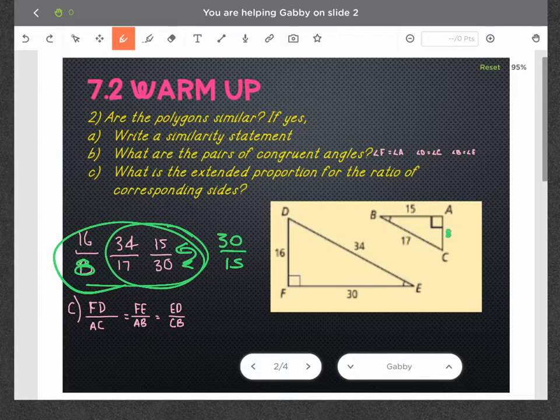And the angles: if this angle is congruent to this angle, and this is to this, then the third angle theorem says the third angle in a triangle would also have to be congruent. So I know all the sides are proportional and all the angles are congruent.